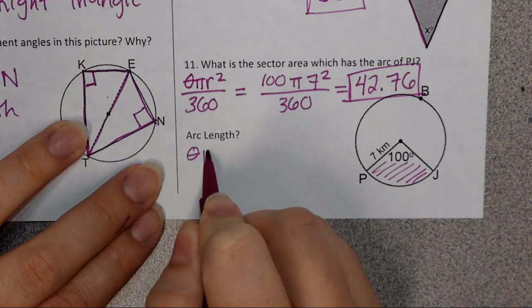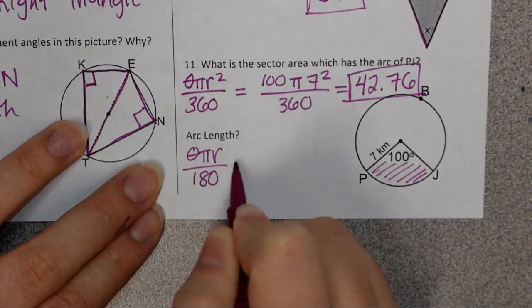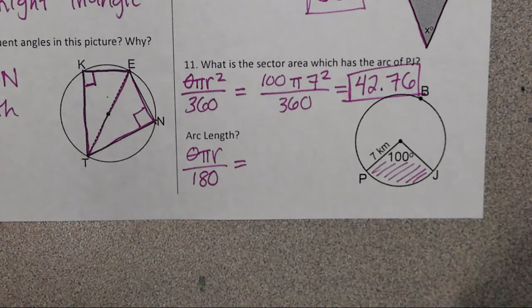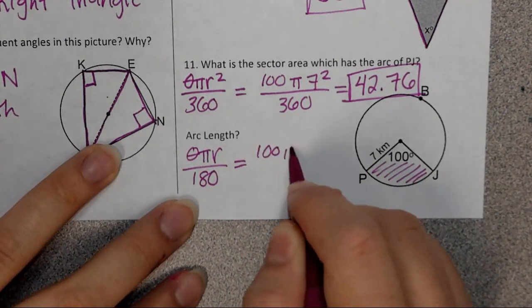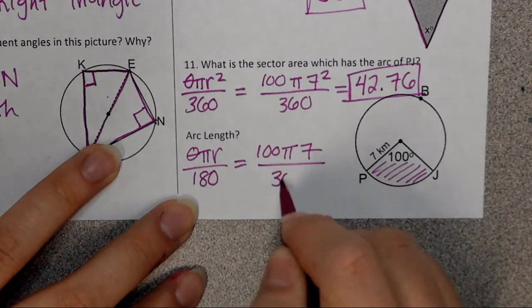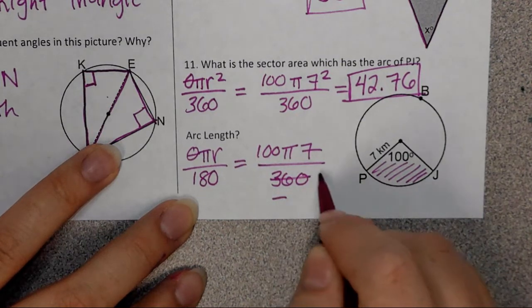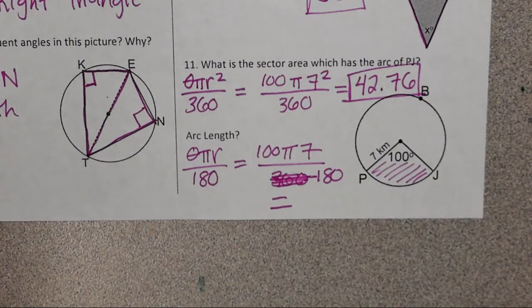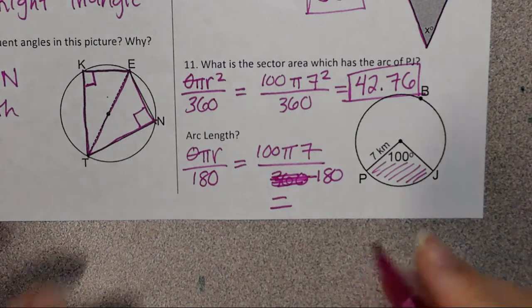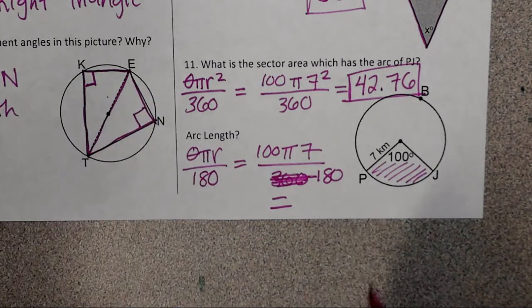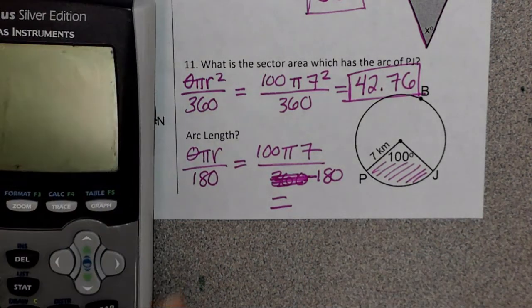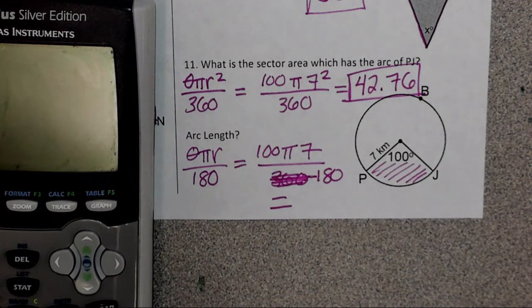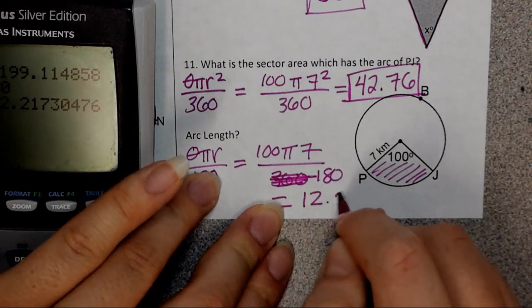Arc length. Again, I'm going to use my preferred formula. The other one works the same way though. So 100 pi times 7 over 180. And that gives us, oh, hold on, I did that wrong. Let's put this 100 by 7 over 180. So that gives us 12.22.